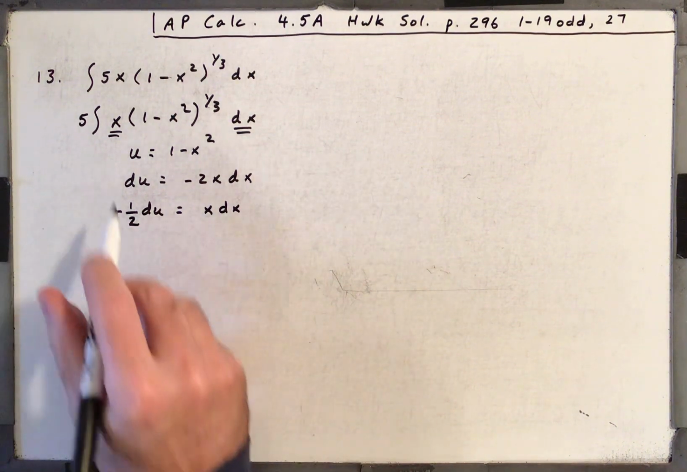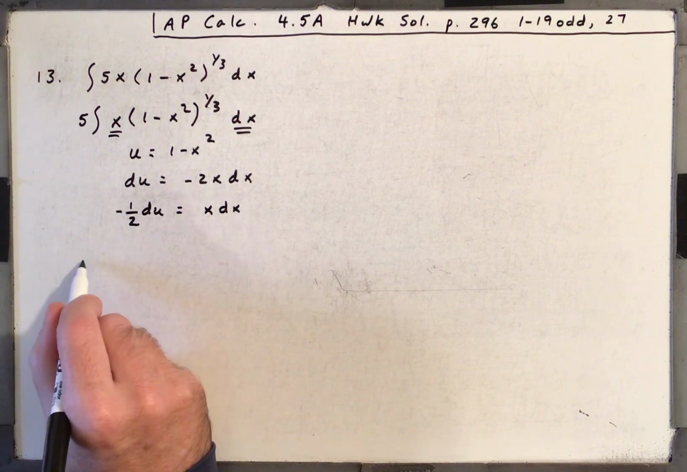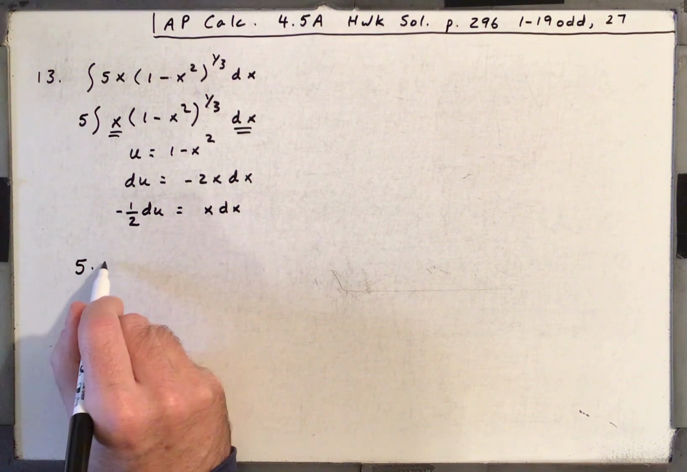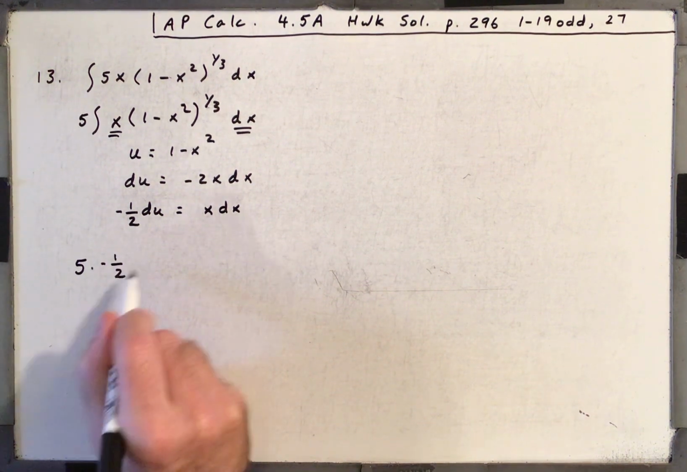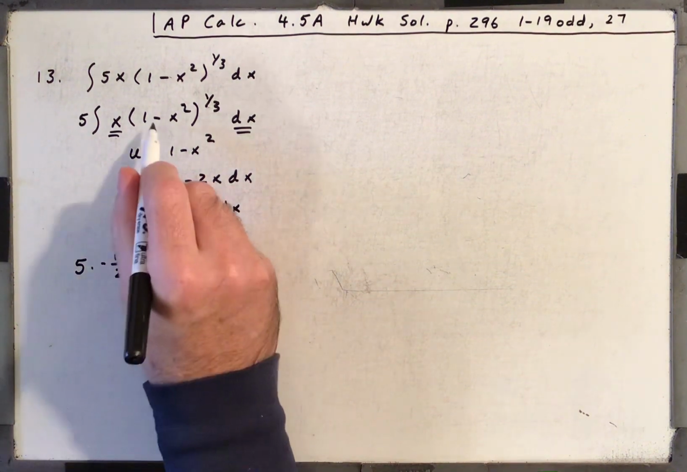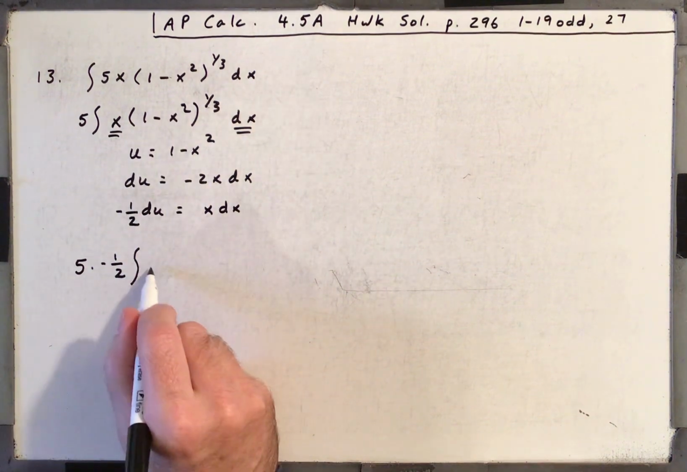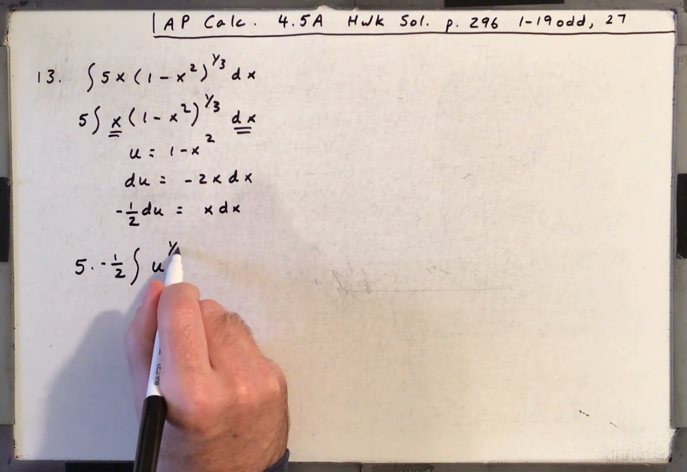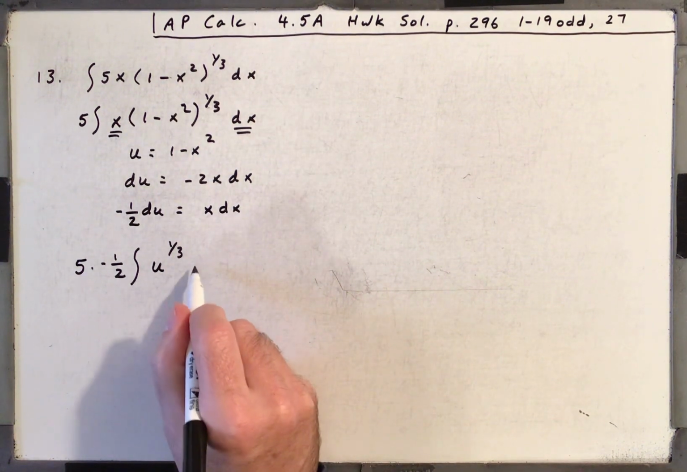So we can now rewrite this in terms of u. I've got a 5 out front, and I've got a -1/2 out front. We'll fix that in a minute. U is 1 minus x squared, so I'd have u to the 1/3 du.